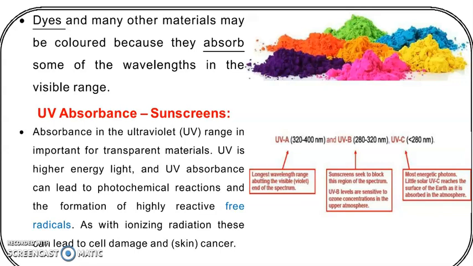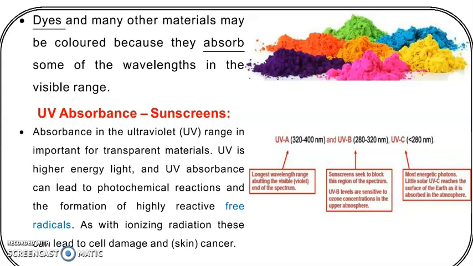UV absorbance, sunscreens. Absorbance in the ultraviolet range is important for transparent materials. UV is higher energy light, and UV absorbance can lead to photochemical reactions and the formation of highly reactive free radicals. As with ionizing radiation, these can lead to cell damage and skin cancer.